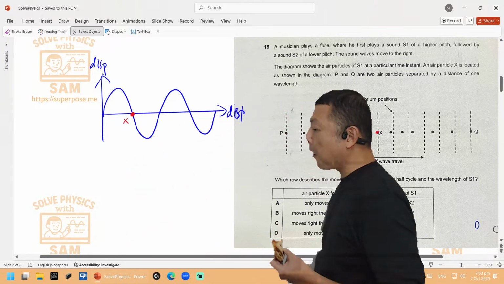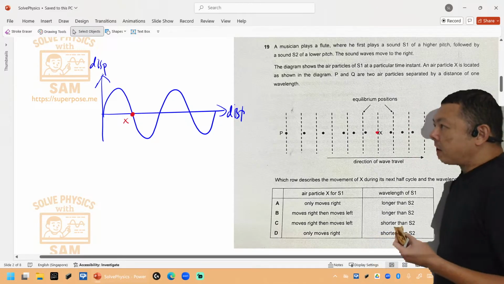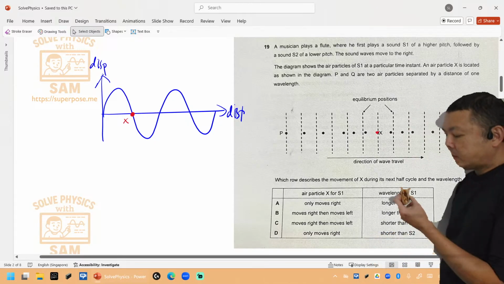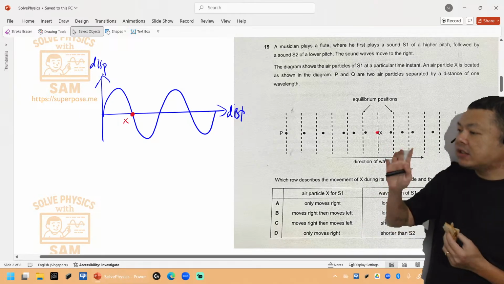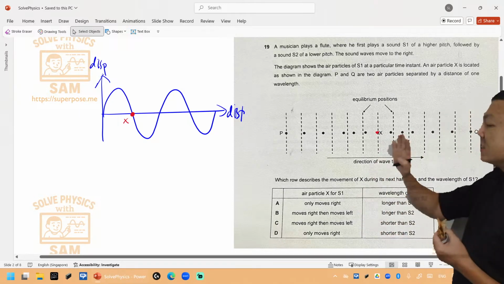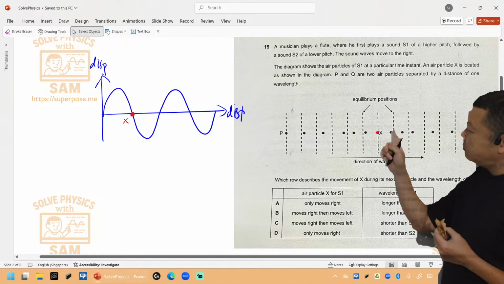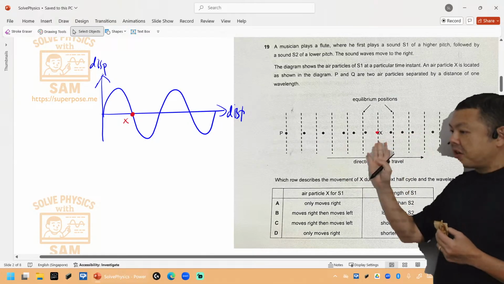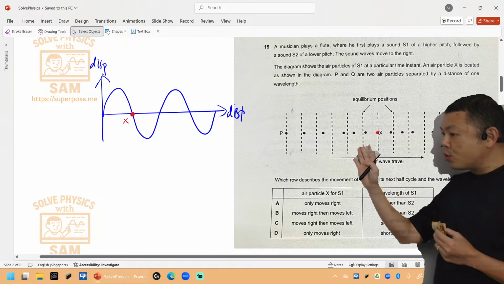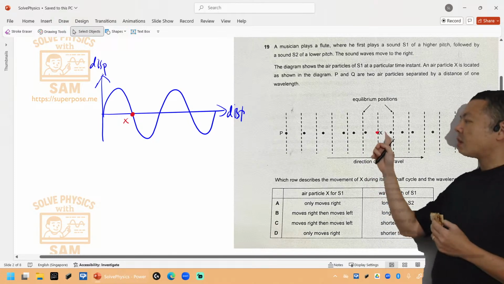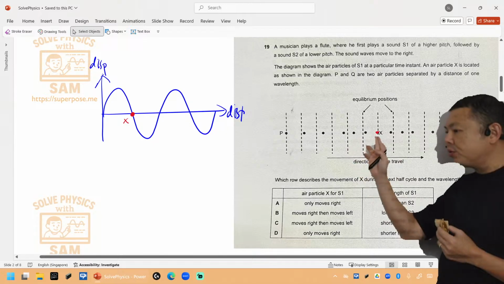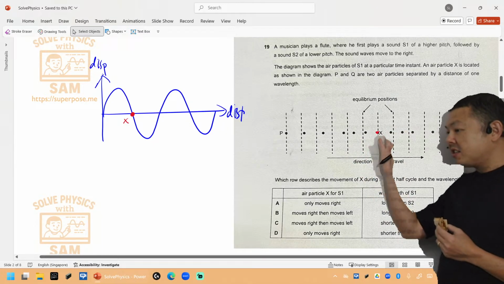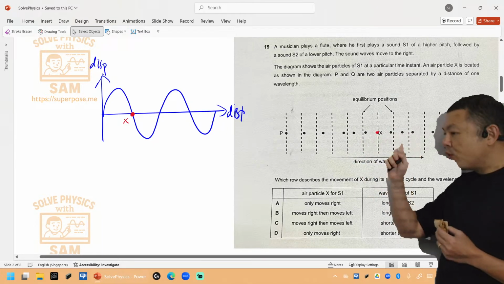Where? That's a very common fallacy. That's a common mistake. Right? This is a snapshot picture. The snapshot picture is showing you that at one instance, this particle is actually passing through the equilibrium and it's the center of compression, but it's actually moving at a faster speed.